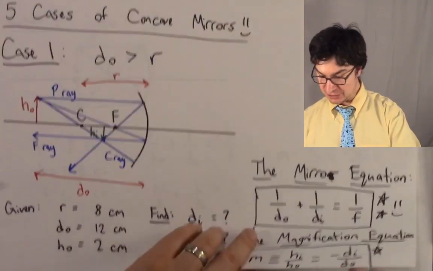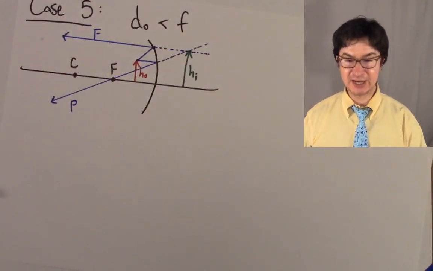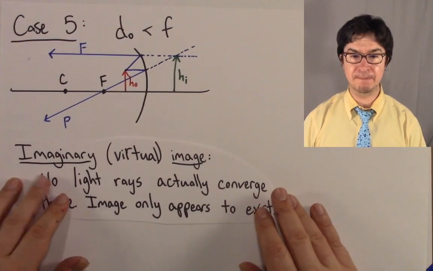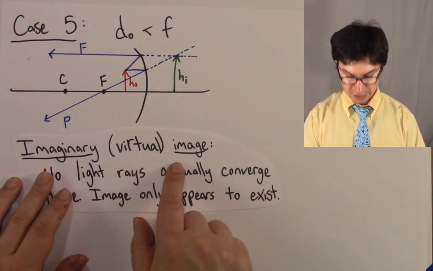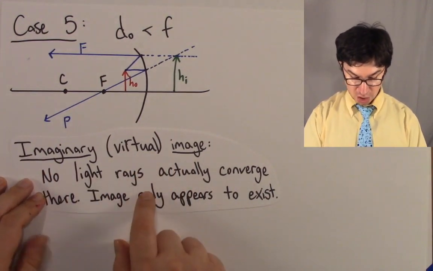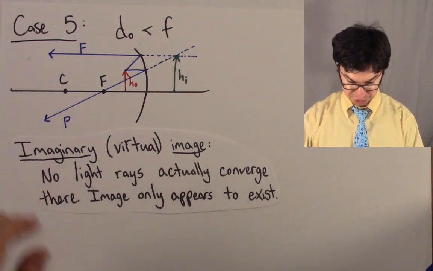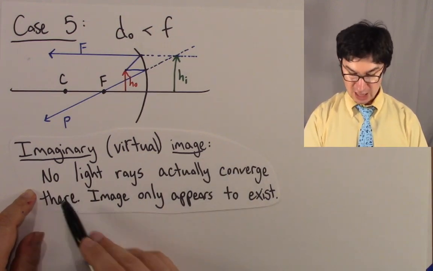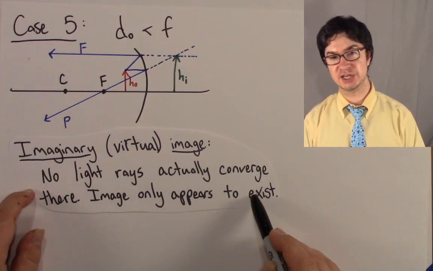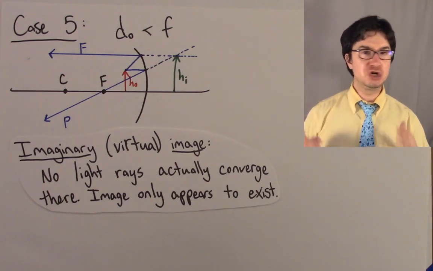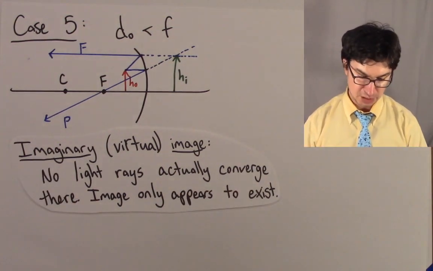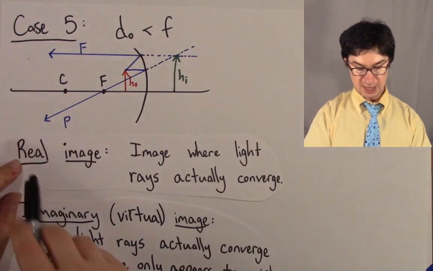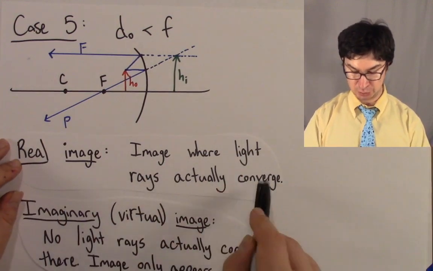The reason that this becomes so important is that in case 5, we're going to have something a little bit different. This is called an imaginary or a virtual image. This is an image where the light rays don't actually converge there. No light rays actually converge there. The image only appears to exist. So you'll see an image in the mirror, but no light rays are actually getting there. So the difference between a real image and an imaginary image is that a real image is where the light rays actually converge.